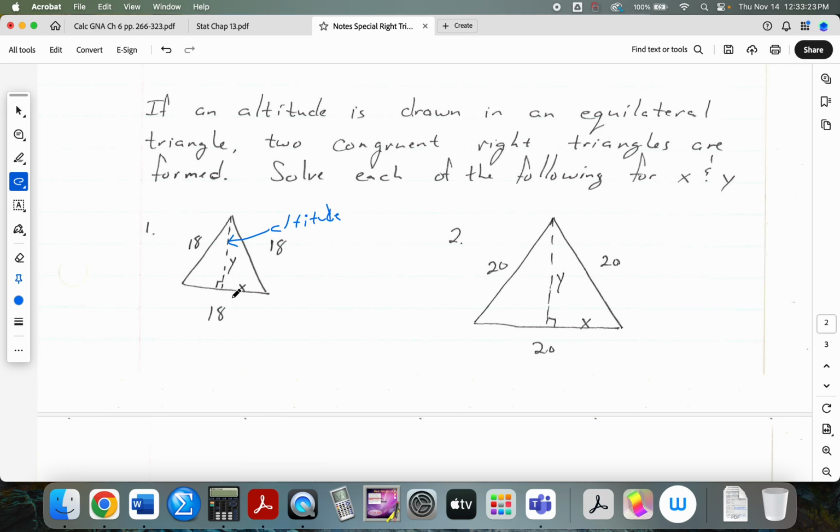They are congruent. They both have a right angle in them. This side is congruent to itself. They both have a hypotenuse that is 18.